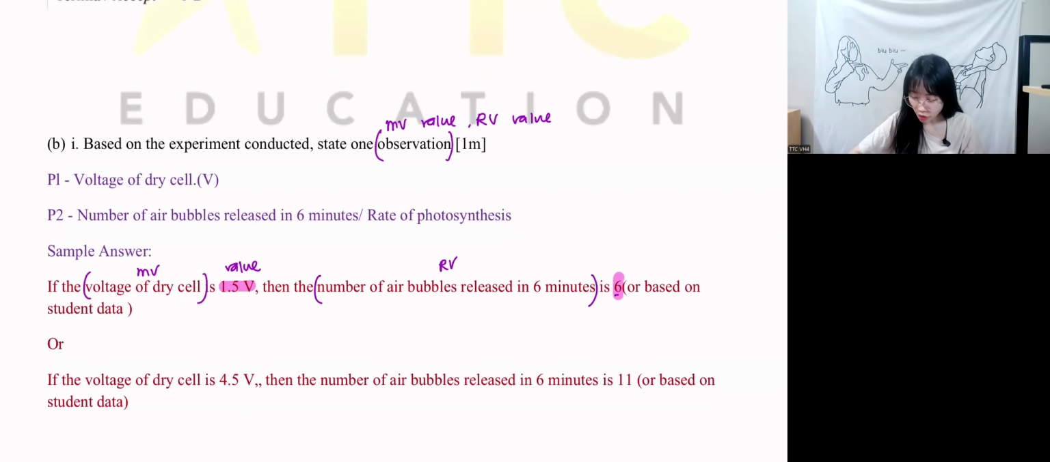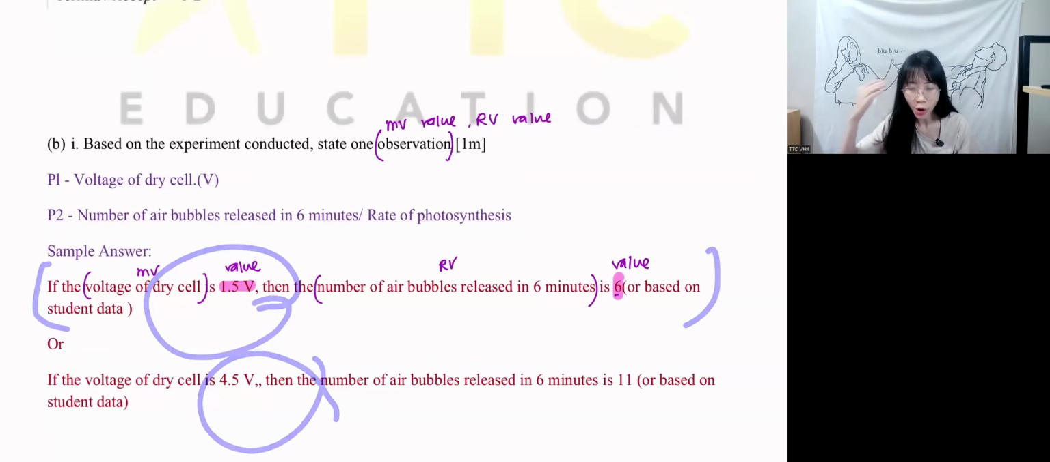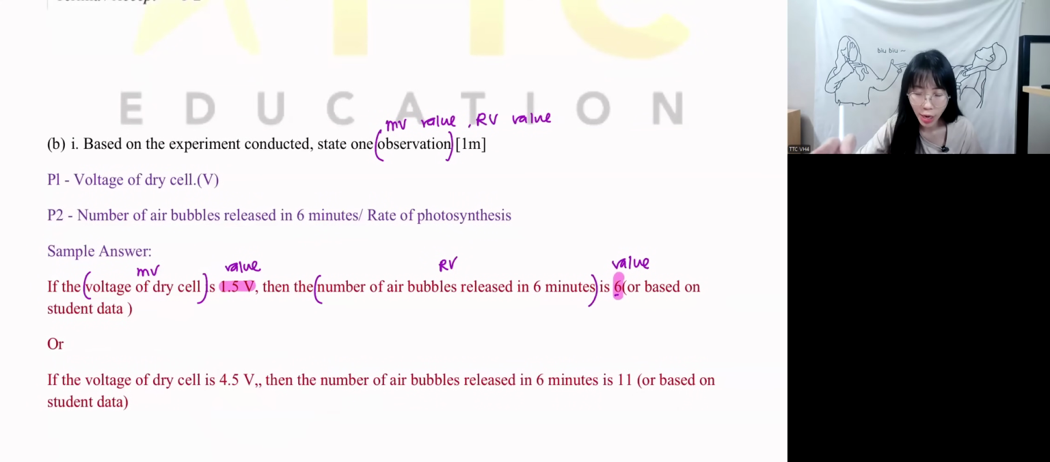This is also your value. But depending on your answer, depending on your result, if it's 1.5, then it will be 6. Or you want to write the other one also can. Just choose to write whichever one. You want to write the highest one also can, the lowest one also can. Remember, observation, you have to write value.